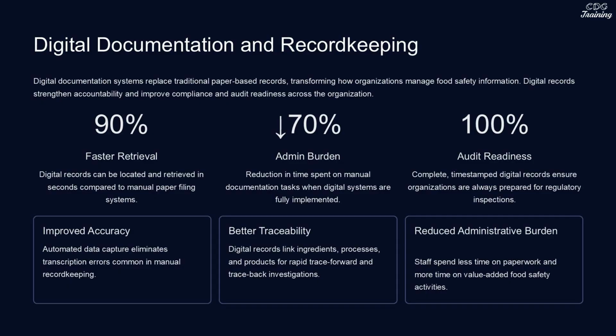Faster retrieval of digital records can be compared to manual paper filing systems. Reduction in time spent on manual documentation tasks when digital systems are implemented. Complete, time-stamped digital records ensure organizations are always prepared for regulatory inspections. Improved accuracy eliminates transcription errors common in manual record-keeping. Better traceability links ingredients, processes, and products for rapid trace-forward and trace-back investigations. Reduced administrative burden means staff spend less time on paperwork and more time on value-added safety processes.